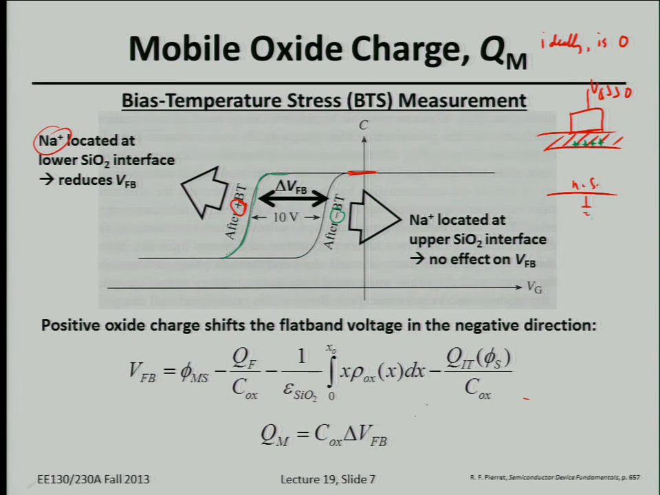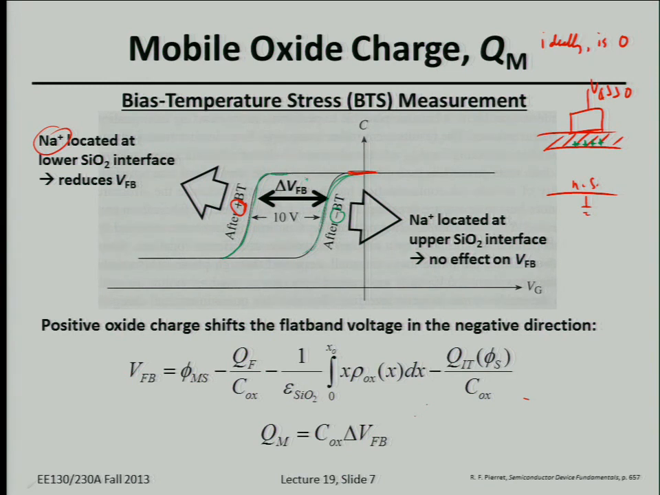So after negative bias temperature stress, a voltage bias and temperature stress, the CV curve will shift to the right. The influence of that positive sodium is not going to be as much. So basically, the CV curve will shift to the right. So this is two extremes: all the sodium's at the top interface or all the sodium's at the bottom interface.